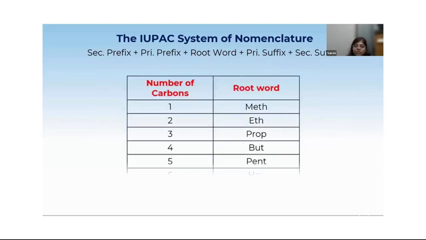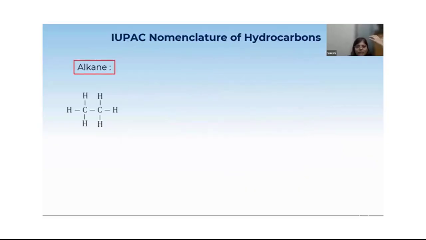Okay. So this is what we need to remember, the number of carbons and the word root. Suppose there are 2 carbon atoms, the word root is eth. If there are 3, the word root is prop. If there are 4, the word root is but. If there are 5, the word root is pent. Okay. Let us see. Here I have 2 carbon atoms, so my word root becomes eth and it is an alkane. So simply I name it ethane.